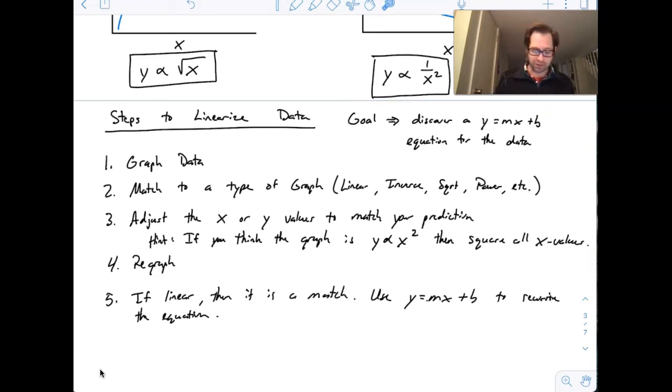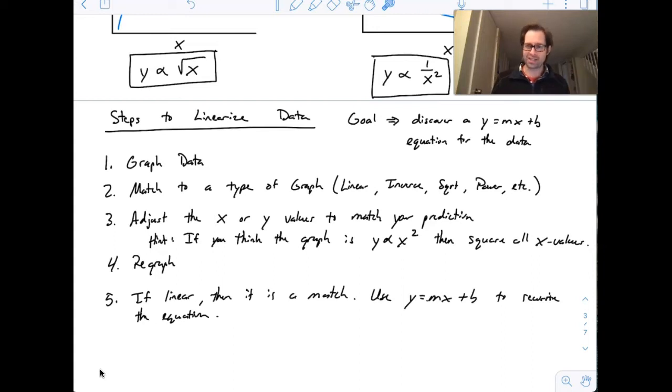The first thing you're going to want to do is graph your data. Then we're going to look above to see which type it best matches, which of those 5 is the best match. We'll adjust either a y or an x value that we think is the best match. So if it's a power relationship like x squared, we're going to take all of our x values and square all of them. Then we know that y is proportional to x squared. When we regraph it, if it comes out linear and the best fit is the linear line, then we know that that is our relationship that we can use. We rewrite the y equals mx plus b, and therefore we have our equation.